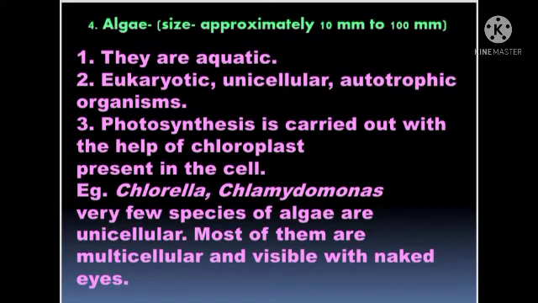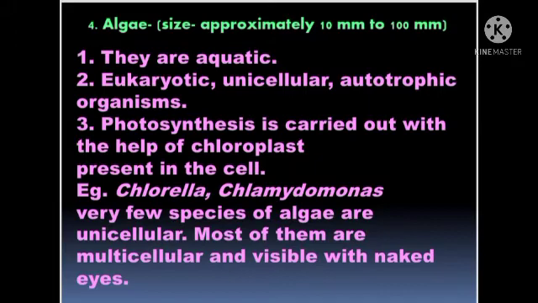First, its size is approximately 10 micrometer to 100 micrometer. First point, they are aquatic. Students, what is aquatic? The organisms that live in water are known as aquatic. So, algae are found in water. Second, eukaryotic, unicellular, autotrophic organism.